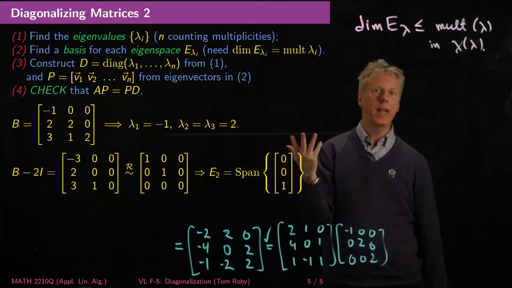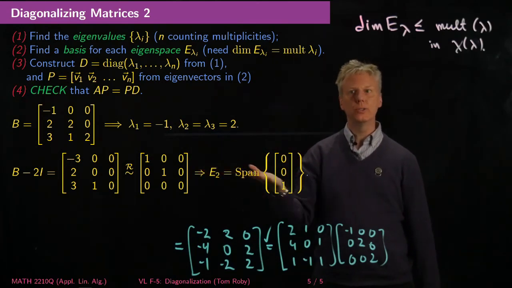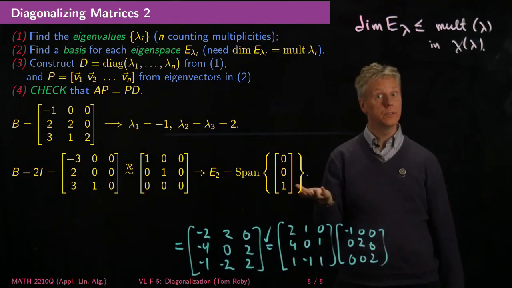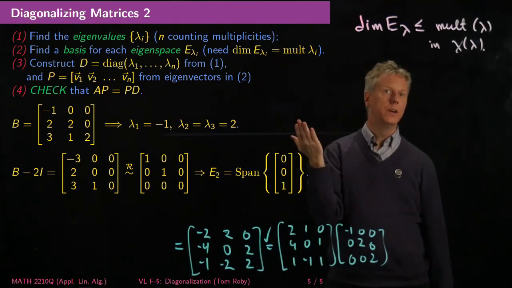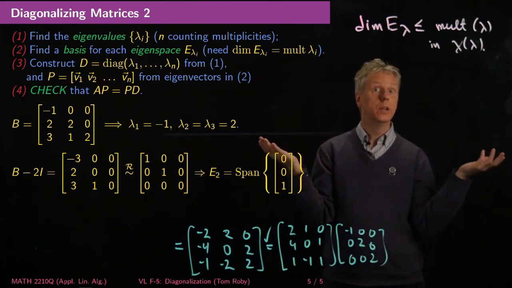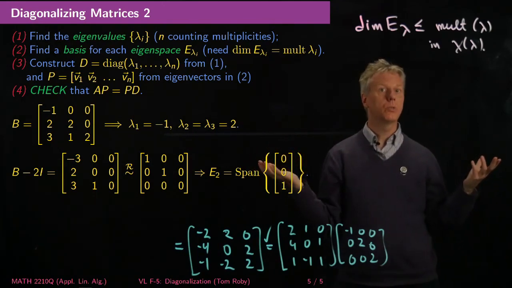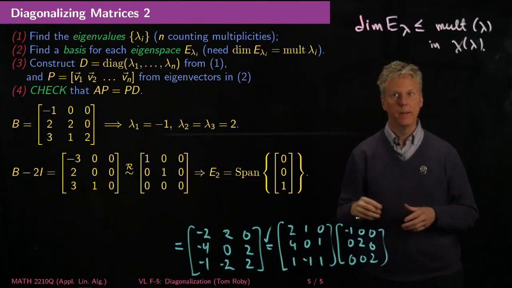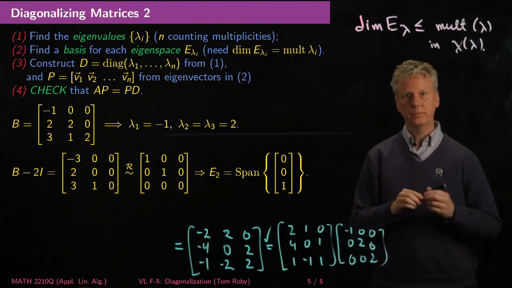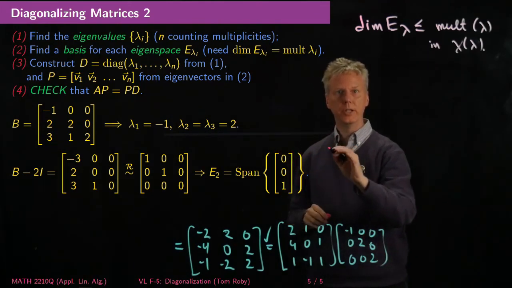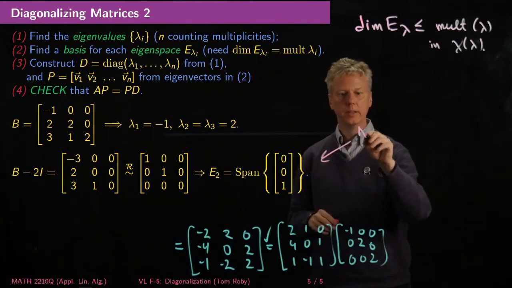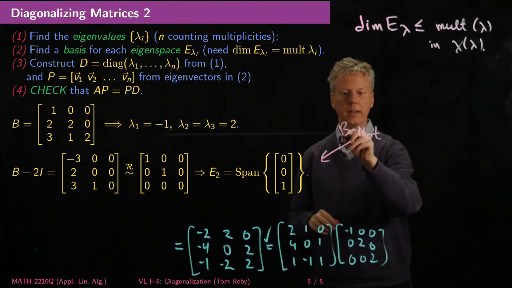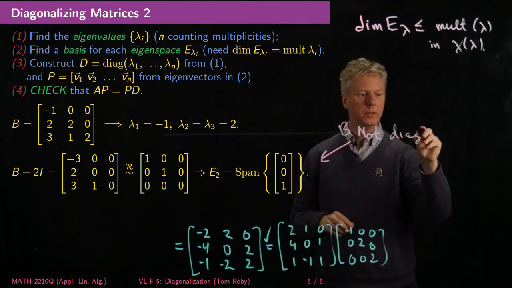Those are the only eigenvalues, so I can't have any other eigenvectors. That means the dimension of the space of all eigenvectors is only 2, and I need it to be 3 in order to be able to diagonalize. So in this case, just by doing this computation, I can see that B is not diagonalizable.